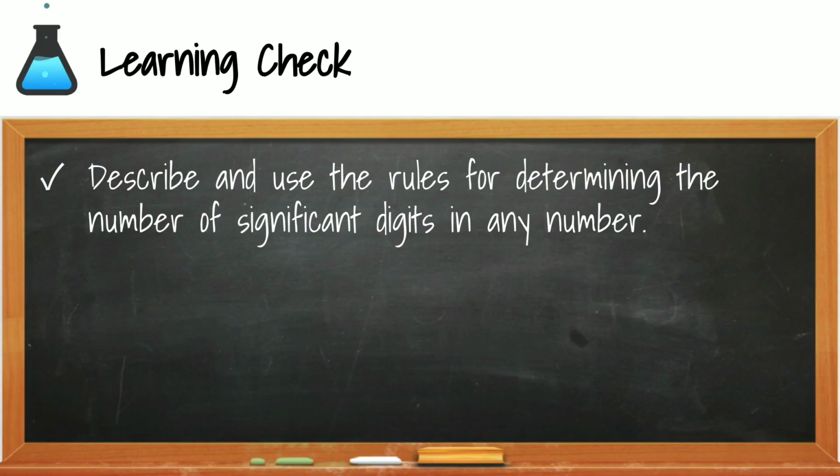By now, you should be able to describe and use the rules for determining the number of significant digits in any number. It doesn't matter if you memorize the 4 rules or if you use a shortcut. Just be able to report how many significant digits are in any value given to you.